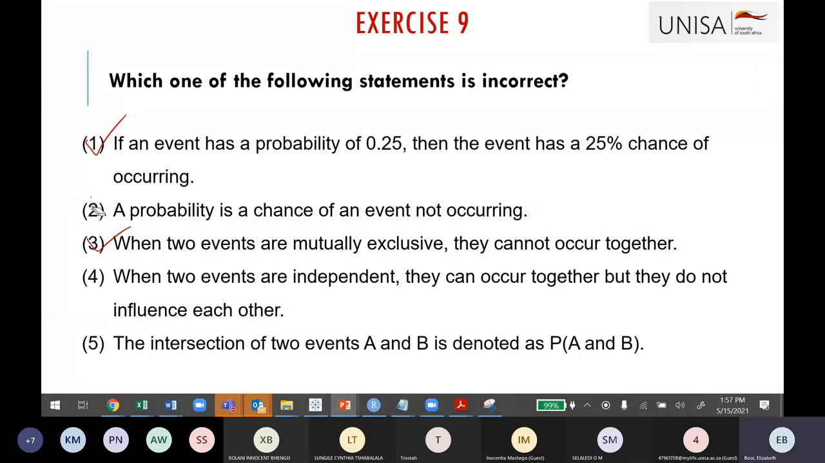Actually, number 2 is correct. Remember, it's a chance of an event happening or not happening, because either an event can happen or an event cannot happen. If an event cannot happen, we call that an impossible event, which has a probability of 0. And if an event is certain to happen, we call it a certain event and it has a probability of 1. Oh no, I am lying to you actually. This is not correct, because probability is a chance of an event happening, not a chance of it not happening.